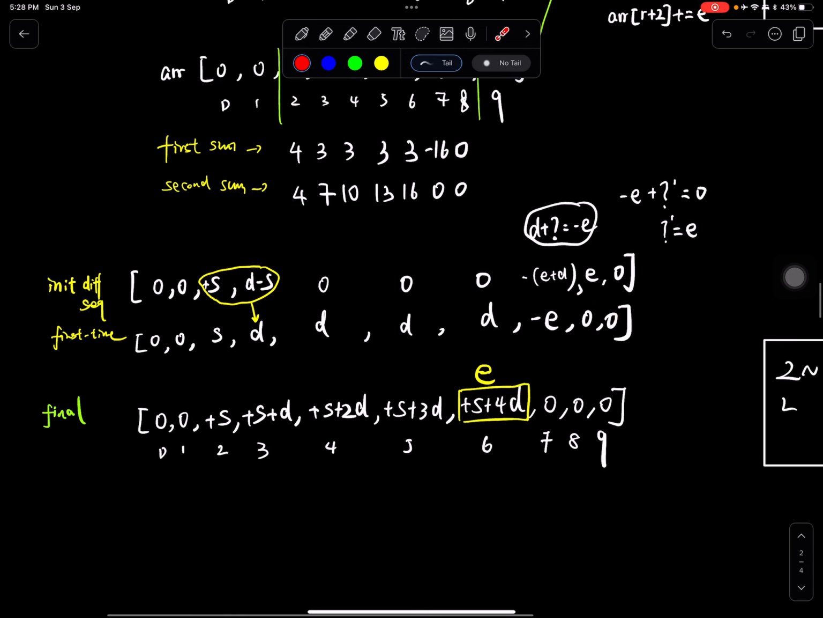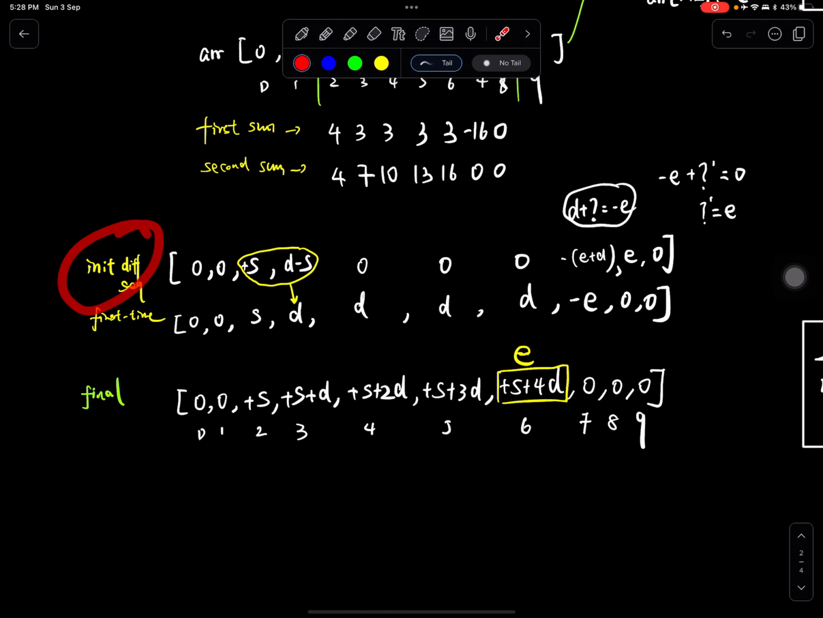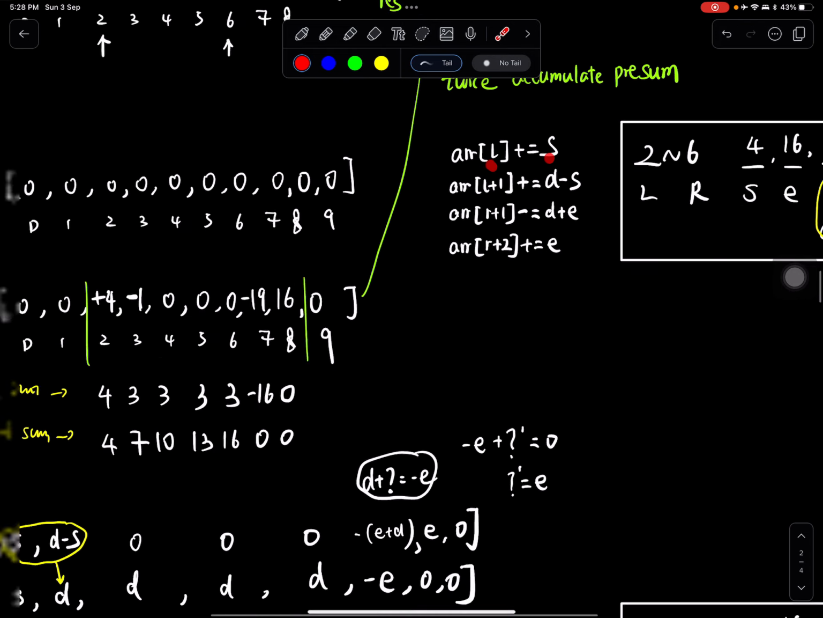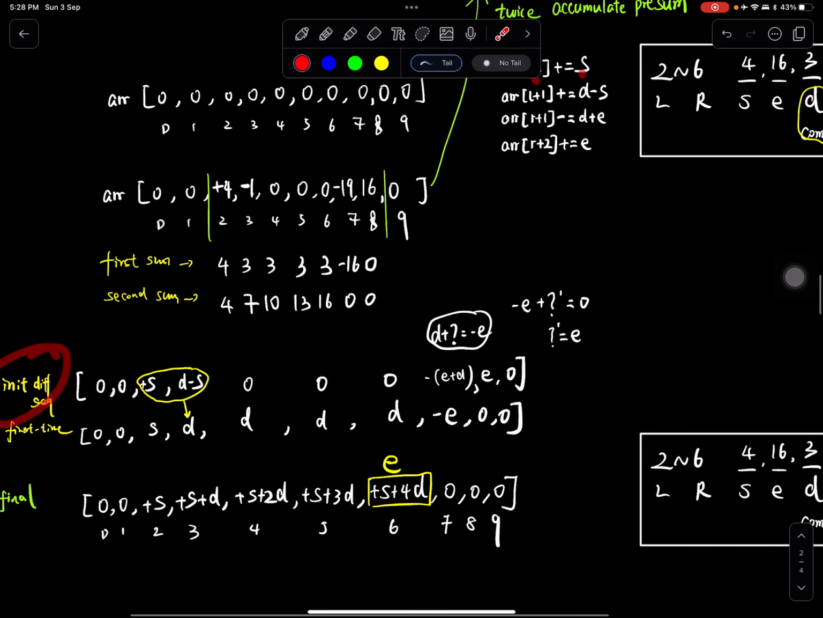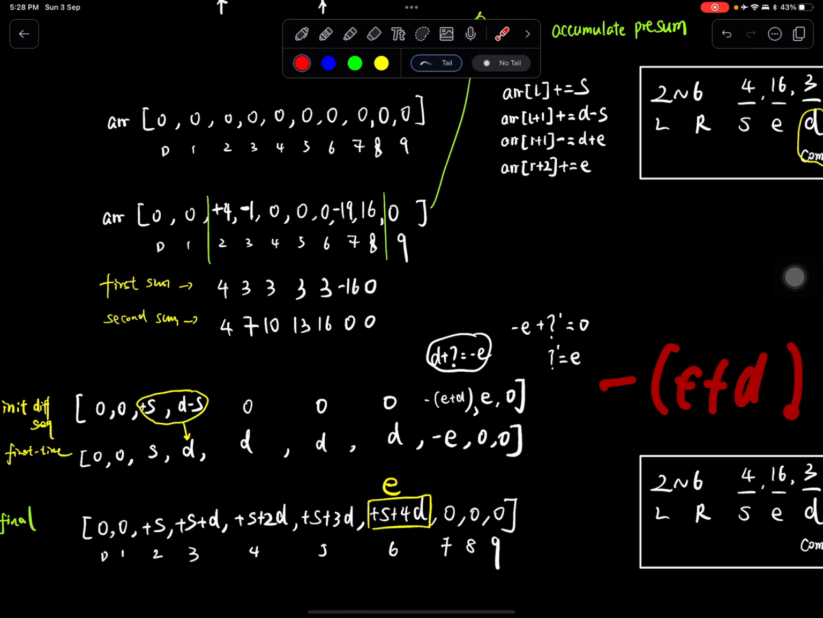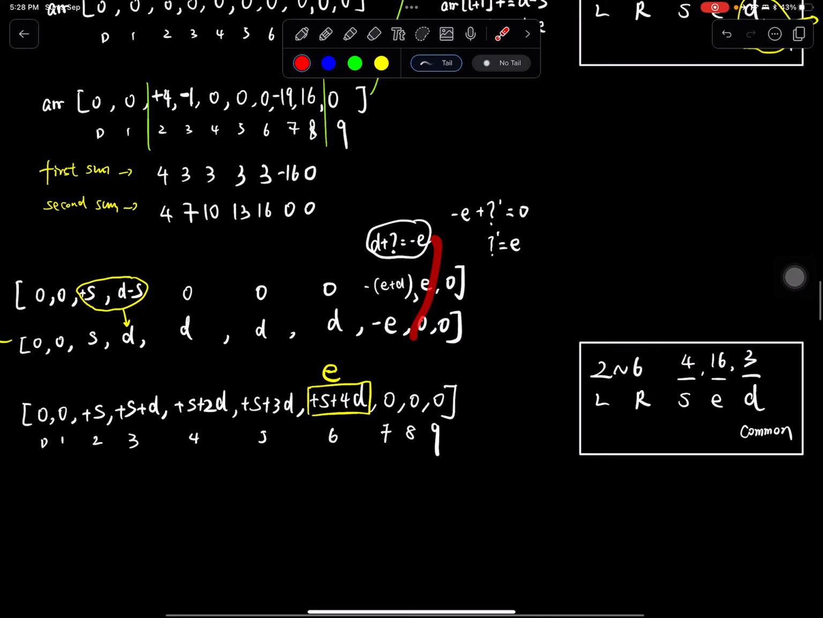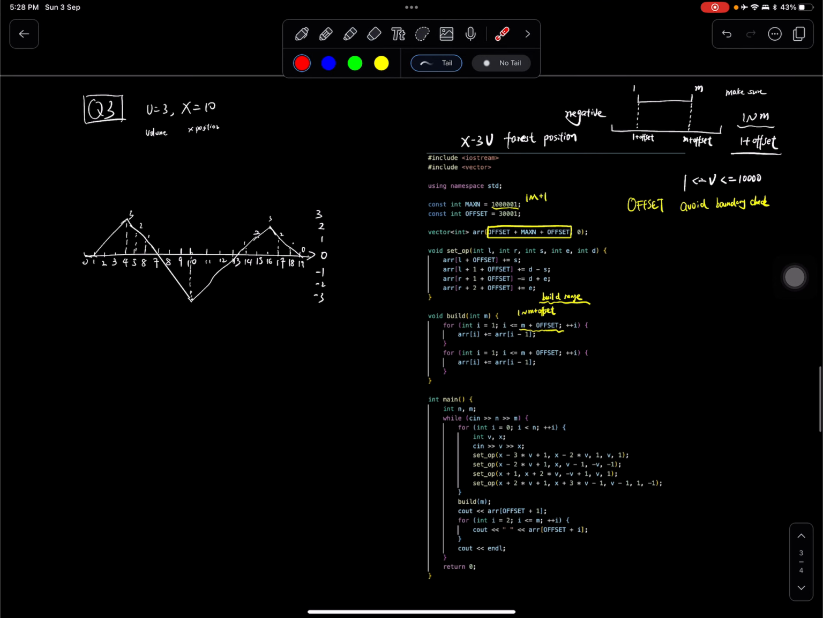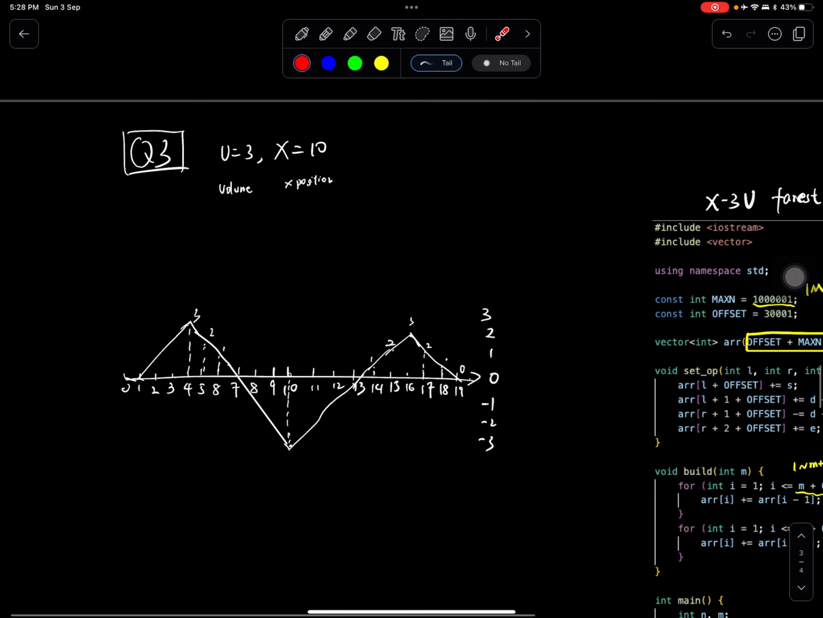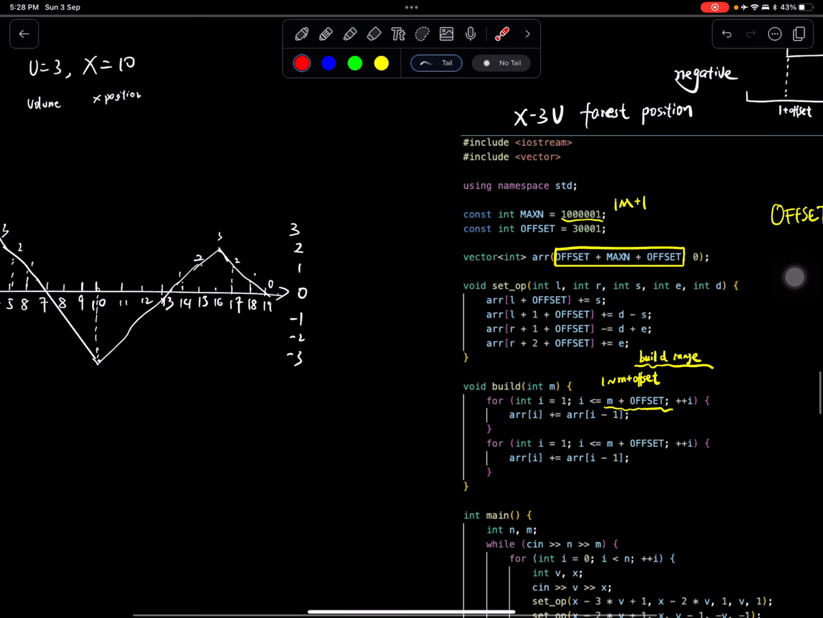That's how we derive this function, which is the initial sequence difference, which is L position plus S, L plus 1 position plus D minus S, R plus 1 position is this minus D plus E plus D, and R plus 2 position is E. That's all. Continue.